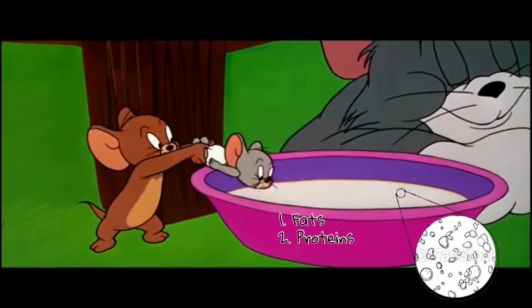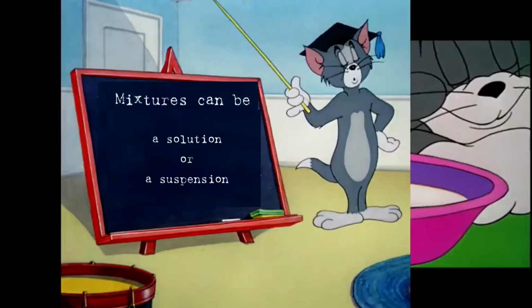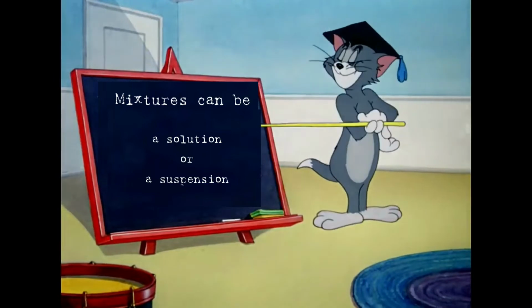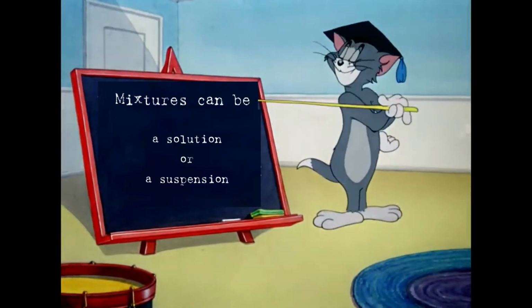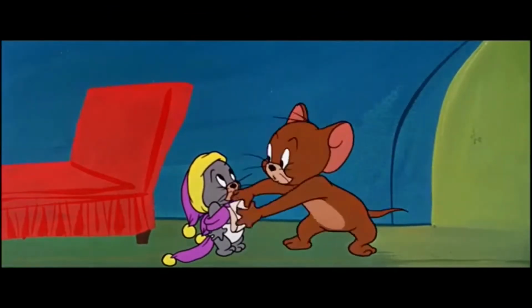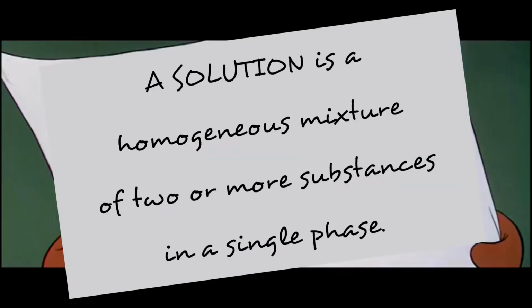when milk is actually composed of fats, proteins, milk sugar, and water. Milk is unlike soil because in order to see these components, you're going to have to look under a microscope. So now we can say that mixtures can be either a solution or a suspension. Starting with a solution, it is a homogeneous mixture of two or more substances in a single phase.